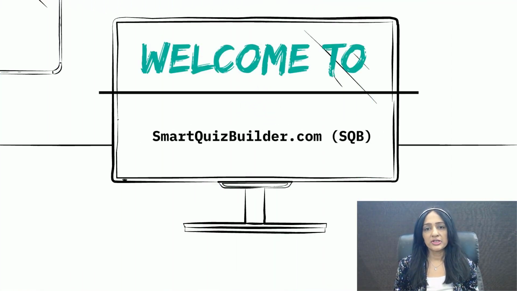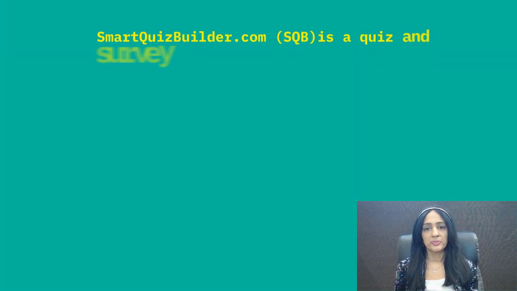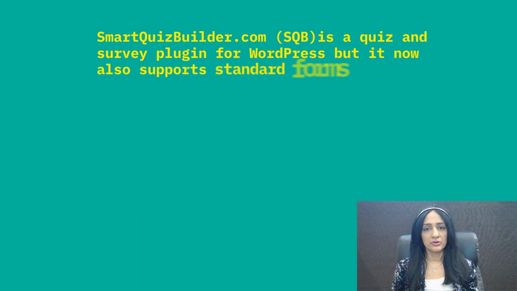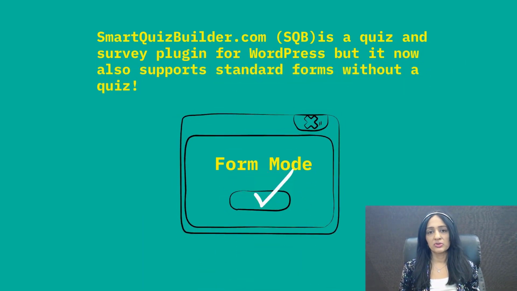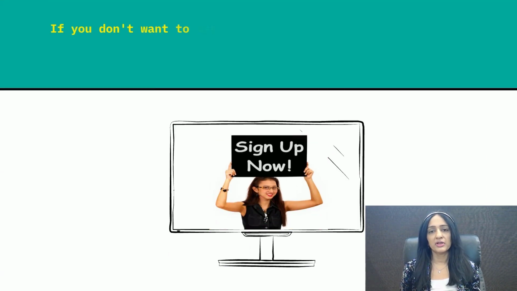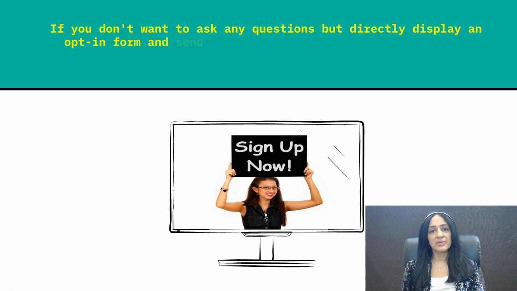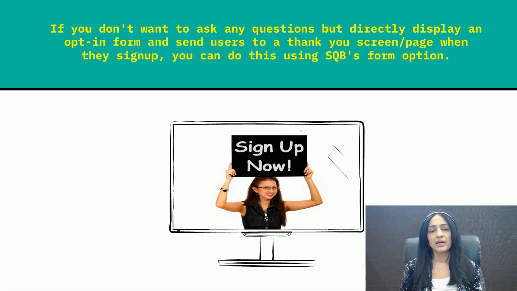Today, I'm excited to let you know that SmartQuizBuilder, which is the quiz and survey plugin for WordPress, now also supports standard forms. What this means is, say that you don't have a quiz, which means you don't want to ask any question answers, but you just want to display an opt-in form. And when users opt in, you want them added to your email platform, and you want to give them access to whatever it is that they are signing up for. You can now do this using SmartQuizBuilder's form mode.